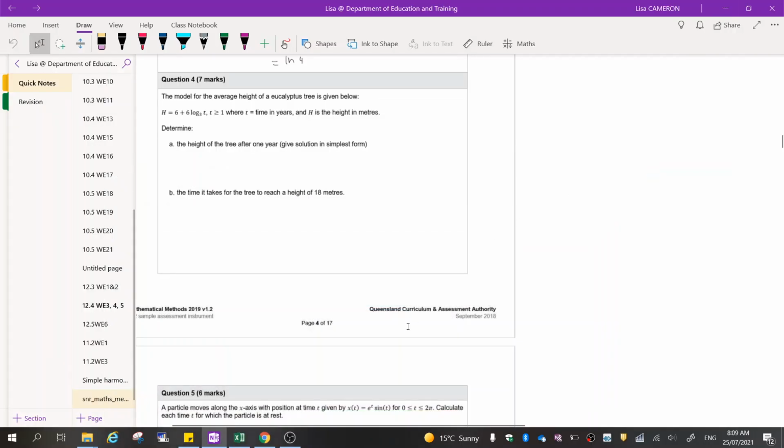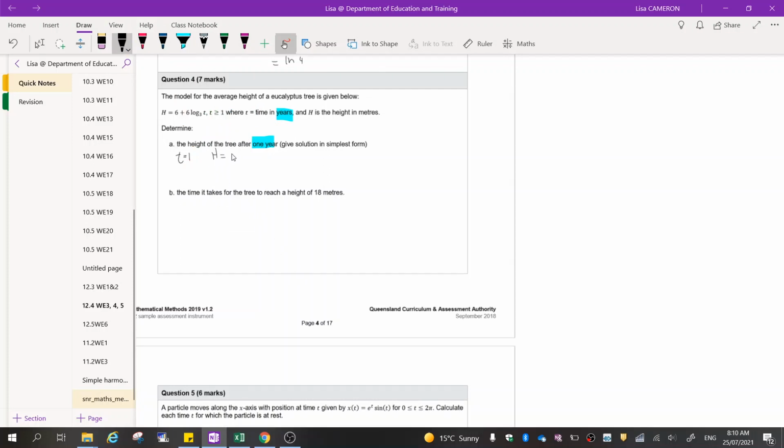Okay, so question 4. The model for the average height of a eucalyptus tree is below, where T is time in years and H is the height in meters. Determine the height of the tree after 1 year. So if this is after 1 year, then that means that T is equal to 1. Just be careful that this years matches years here, because sometimes they'll give you months and they'll expect you to do the conversion. Okay, so let's just plug it in and see what happens.